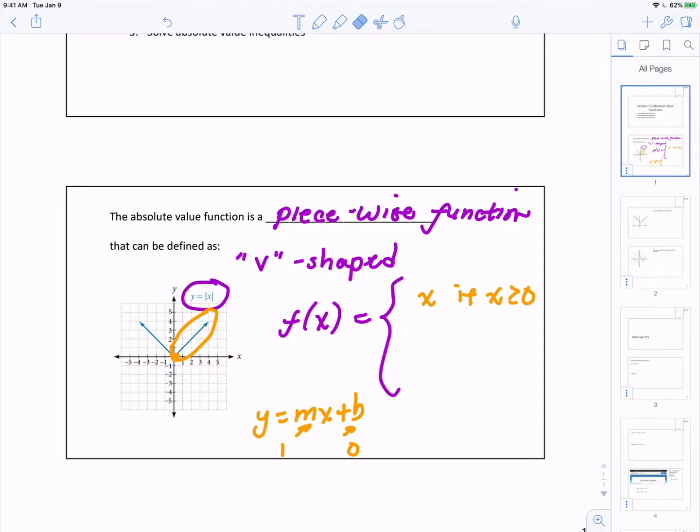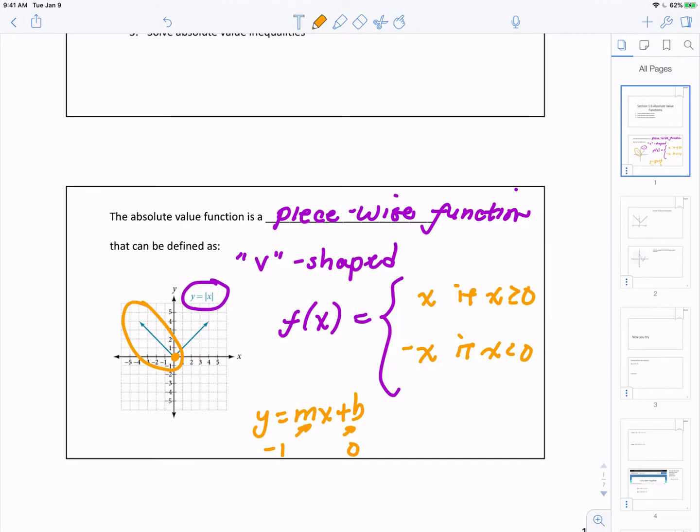On the other side of the V, on the left side of the V, we can see we also have a line, y equals mx plus b, but the slope of this line is negative 1. And so for that piece of the graph, y is equal to negative 1x plus 0, the y-intercept is 0, if x is less than 0. And so that's the classic definition of the absolute value function. It's two lines, one with a positive slope and one with a negative slope.